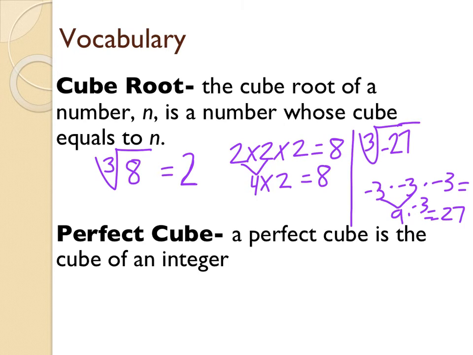A perfect cube is the cube of an integer. So just like we did with perfect squares, we have our perfect cubes. The cube root of 8, I'm going to use that example, equals 2. It is perfect. It equals a whole integer, because 2 cubed equals 8.